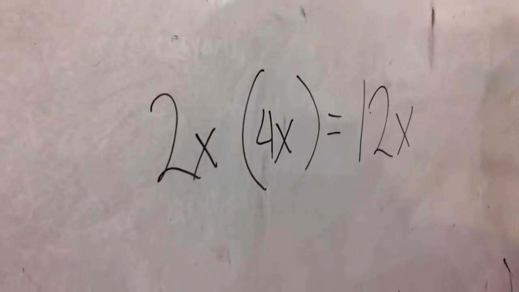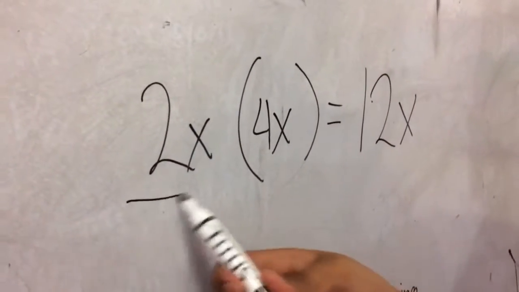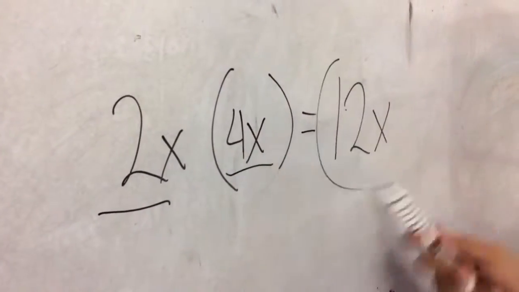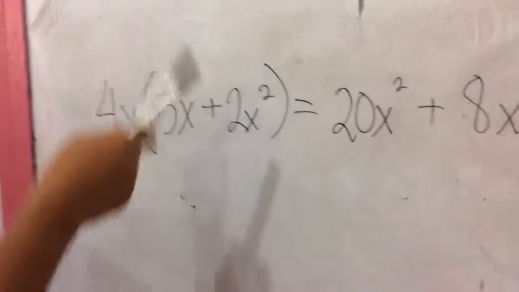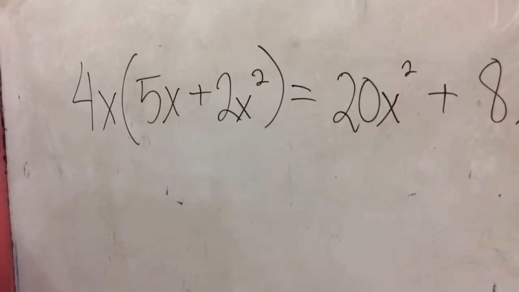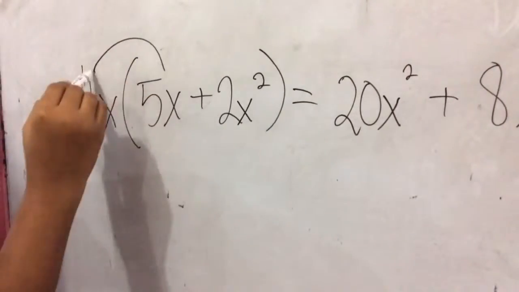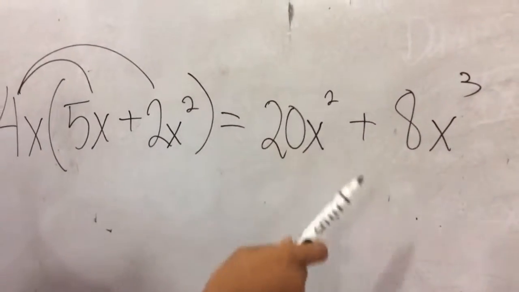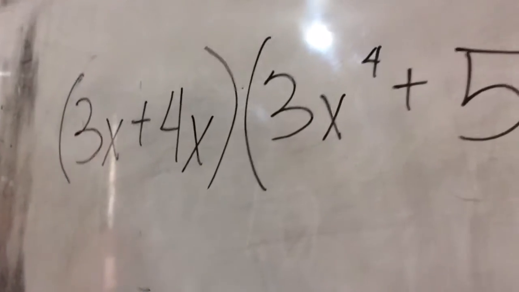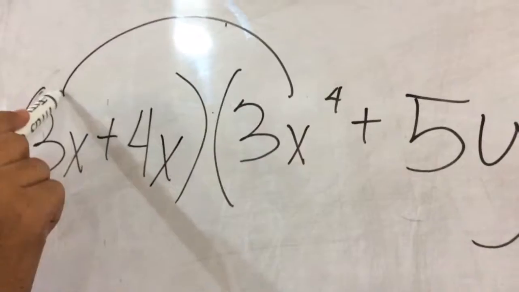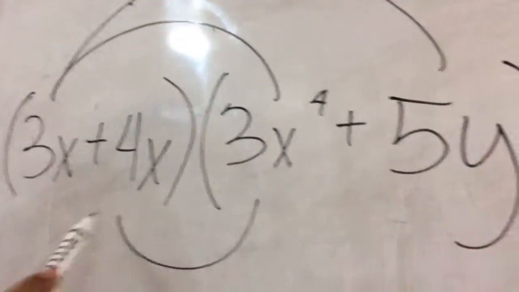Now let's start solving with parentheses. So 2x times the quantity 4x equals 2x. Now let's try a harder one. So the first thing you need to do is distribute. Then the answer here is 20x squared plus 8x cubed. When you see an equation like this, you are going to use the FOIL method, which is first, outer, inner, and last.